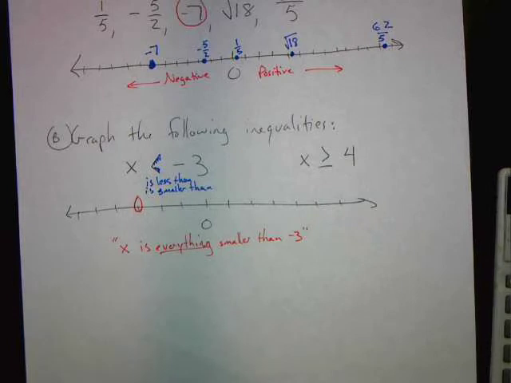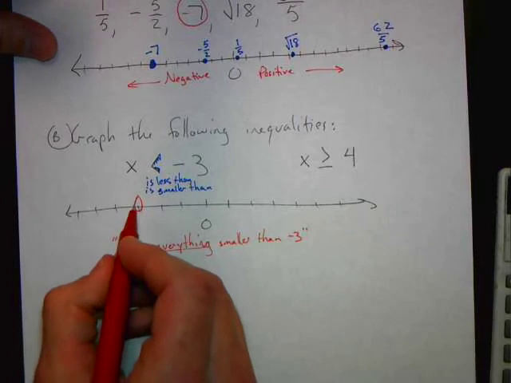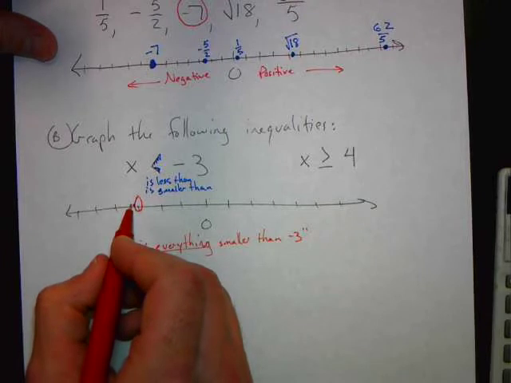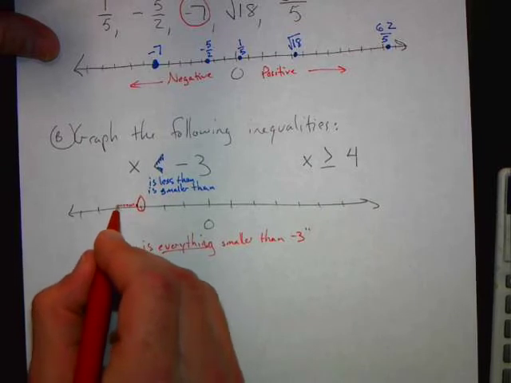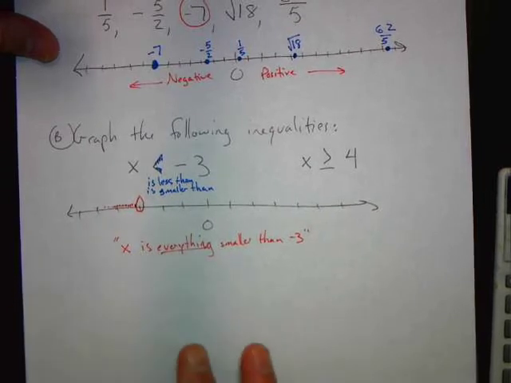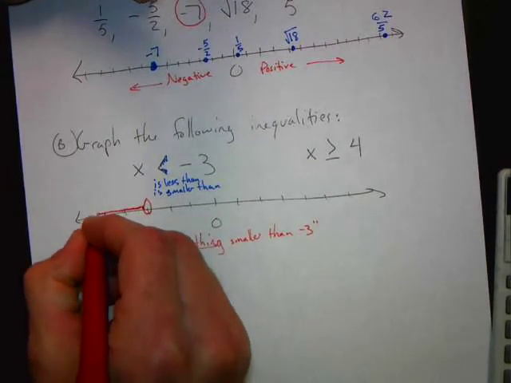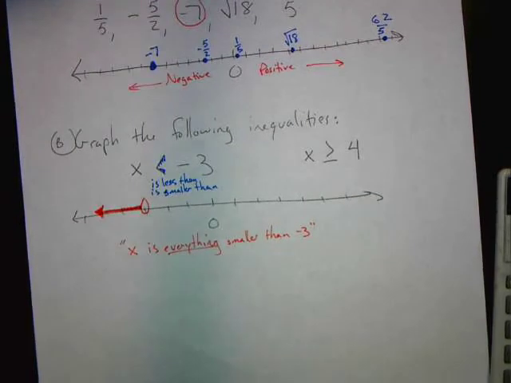Now, to show everything smaller than negative 3, it's not just negative 4, negative 5, negative 6, it's everything. What about negative 3.00001? What about negative 3.00002? What about negative 3.00003? It's every single number that exists that is smaller than negative 3. And the way we show that is by an arrow. We make an arrow to display that it keeps on going in the smaller direction. So this is showing that x is everything that is less than negative 3, or x is less than negative 3.